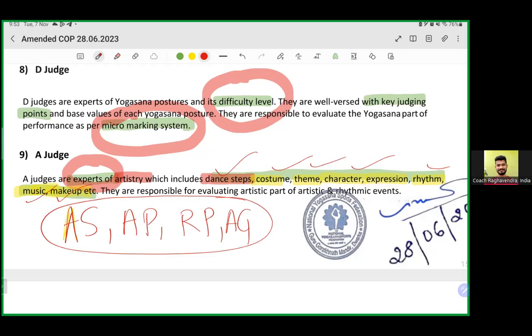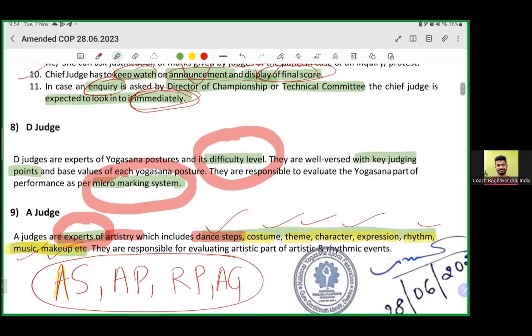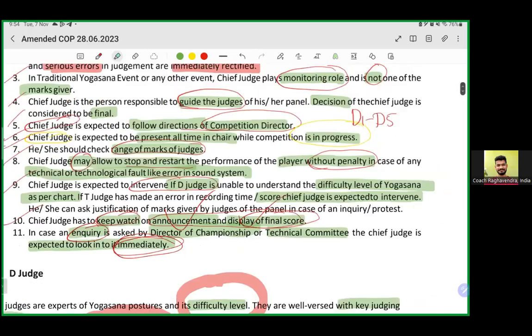We have to understand that there are different judges. They have their own roles and responsibilities. They do their work. They do not interfere with any other's work. Here, the only person who can interfere in all other works is the chief judge, because his role is to ensure that the competition happens smoothly and no one is affected through the marking system.